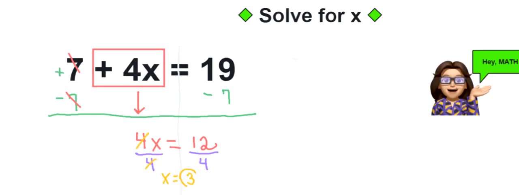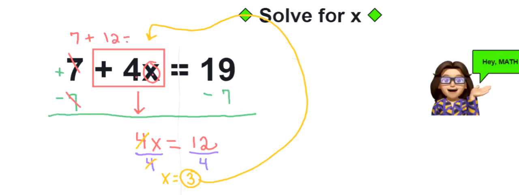And that's our answer. If you want to go back up and check it, all we have to do is replace x with 3. So let's go ahead and do that real quick. I've got 7 plus 4 times x. 4 times 3 is 12. 7 plus 12 is 19. It checks. Our answer is correct.